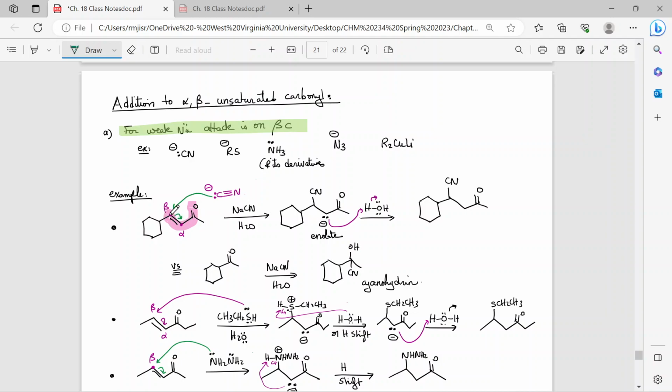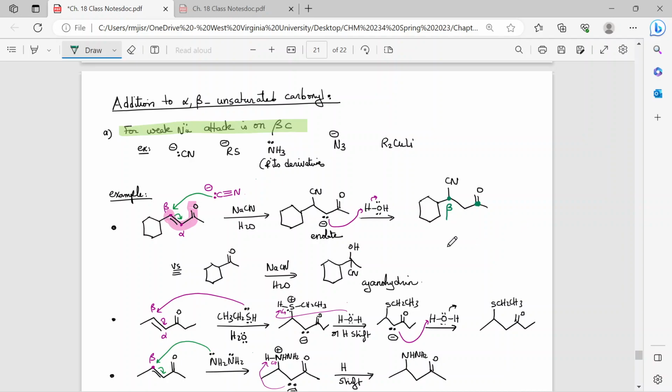It's going to attack the beta carbon and form a negative charge on this carbon. We call it the enolate. The solvent will protonate the enolate, and you are going to get your product. So if you look at your product in here, what I did is an addition on the beta carbon. So I added my CN on the beta carbon in there. I did not add my CN on the carbon of the carbonyl.